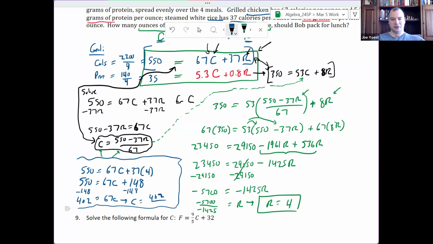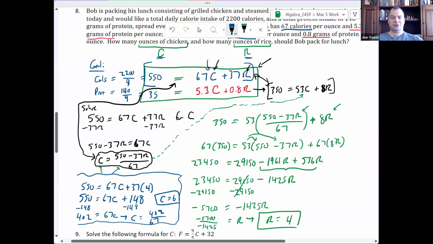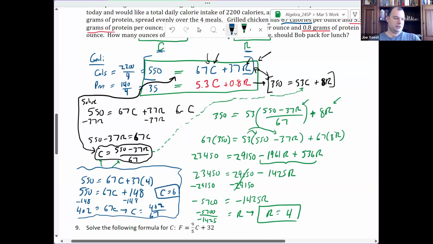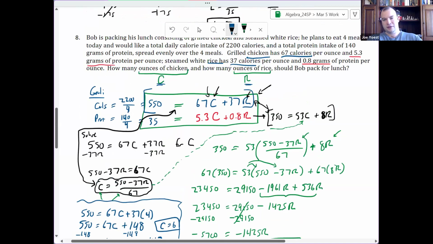Or C equals 4 over 2 over 67, which is 6. So Bob should weigh out 6 ounces of chicken, 4 ounces of rice, and that'll get him the desired 550 calories with 35 grams of protein.